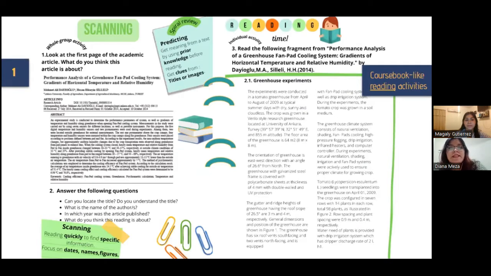The first one is course book like reading activities. Here we have a spider review that is predicting in the first activity, asking what do you think this article is about, just by looking at it, reading the title and the name of the authors too. And then we have a brief definition of scanning, which is the main purpose of this activity.